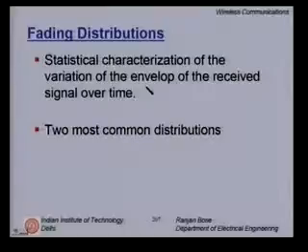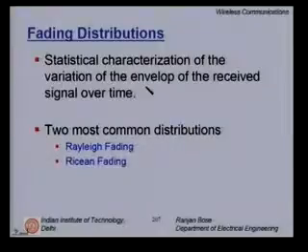The two most common distributions are the Rayleigh fading and the Rician fading. You have generalizations of Rayleigh fading in terms of a Nakagami fading distribution, but we will talk about it later. These are by far the most common fading distributions. We will in the subsequent slides today talk about the Rayleigh fading and the Rician fading distributions.